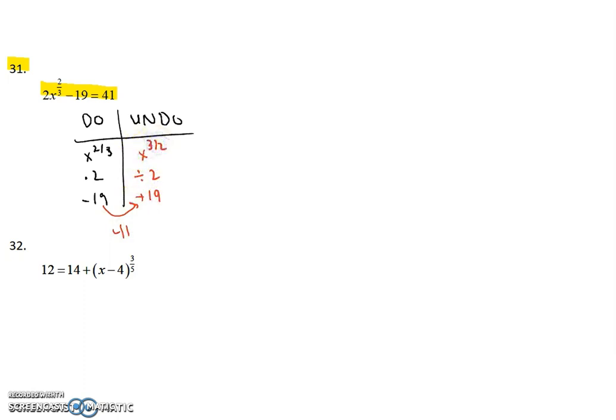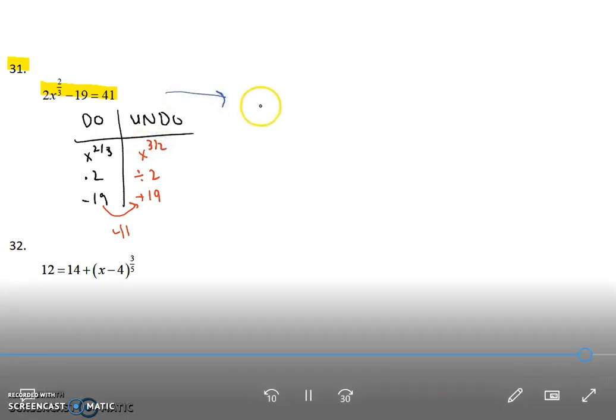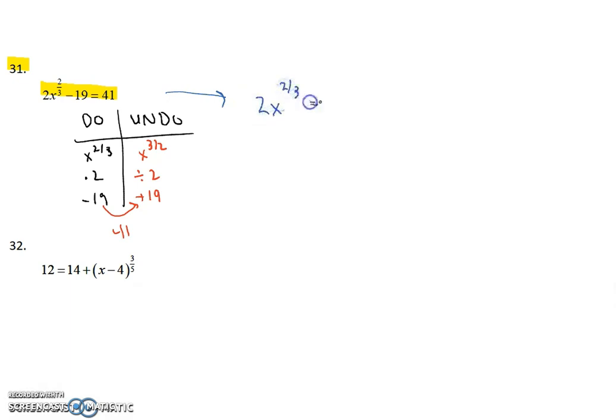So when I undo all of this here, really to undo that rational exponent, I can use another rational exponent to undo that, and it's just really the reciprocal of that first one. So you see that x to the 3/2. I'm going to use that as I'm going through. So first step, add 19 to both sides. Second step, divide by 2.